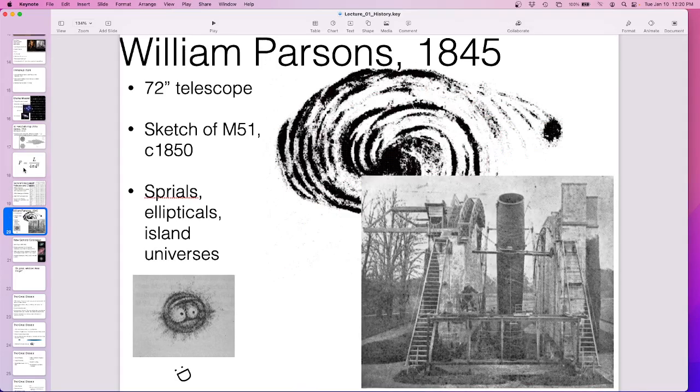William Parsons built this thing. They called it the Behemoth, I think. Look, these are stairs. This is a huge telescope with this really long barrel that can magnify like crazy. He did these magnificent sketches. I know, it's great, isn't it?